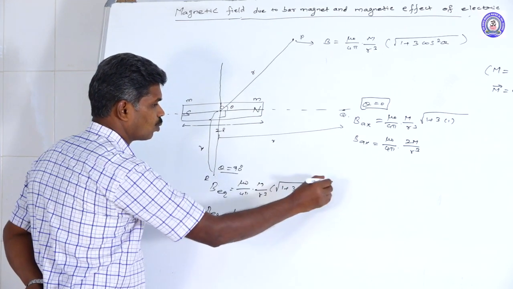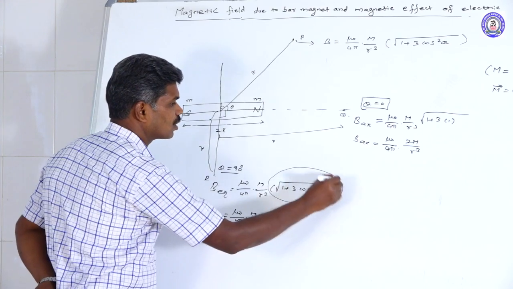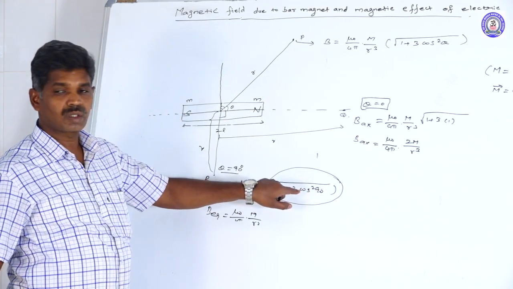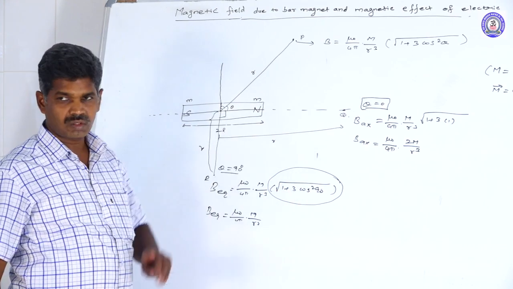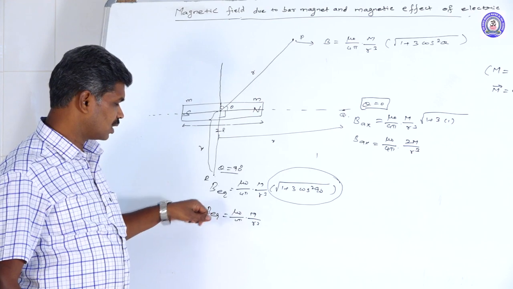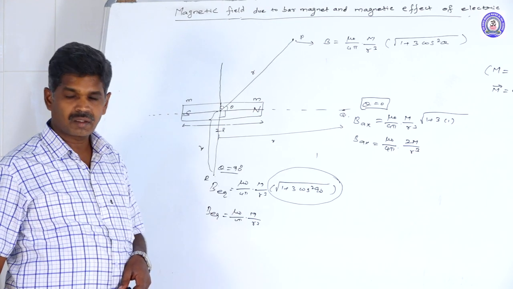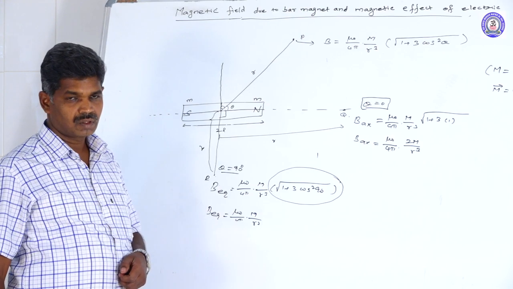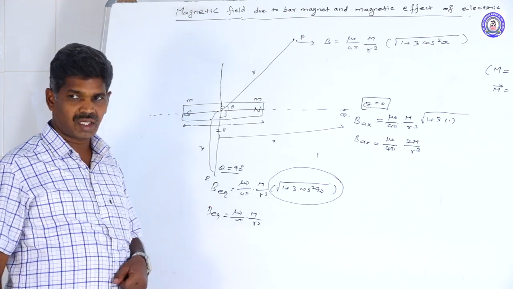This term becomes a 1, because 3 cos square 90 becomes a 0. That's why root 1 is equal to 1. That's why along the equator line we have the magnetic induction mu naught by 4 pi into m by r cube.